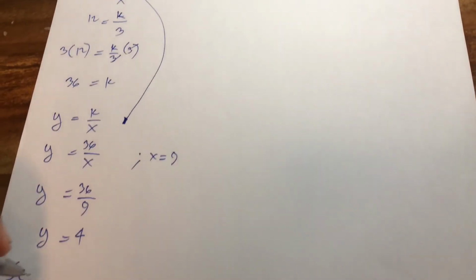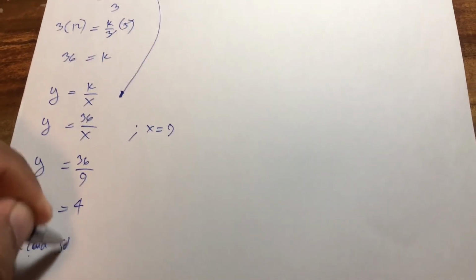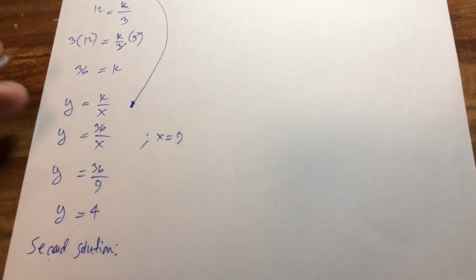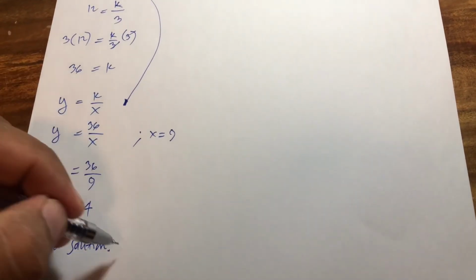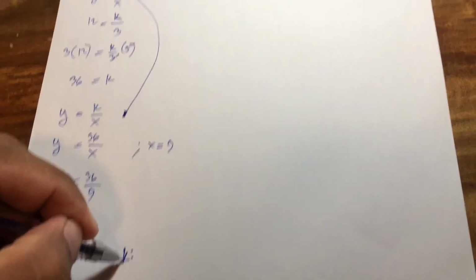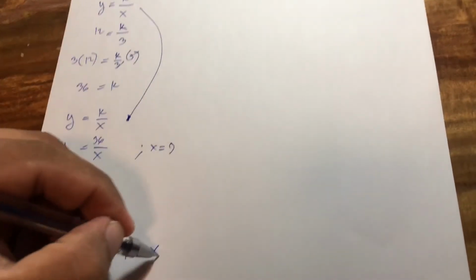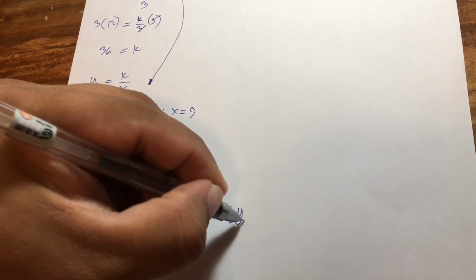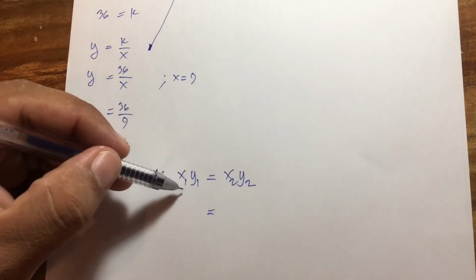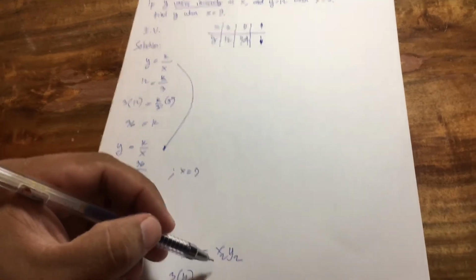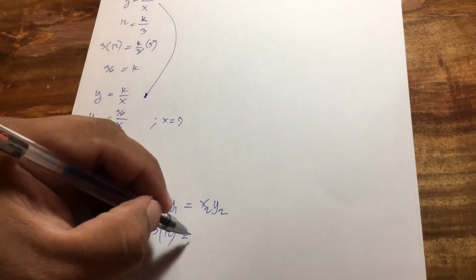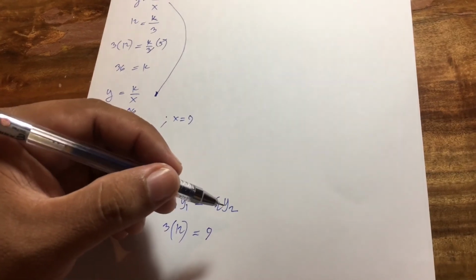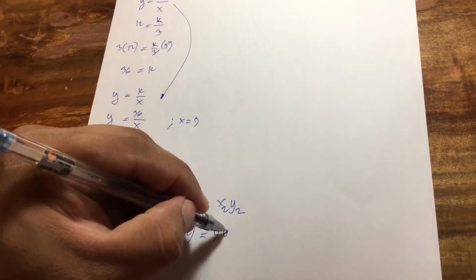We'll try our second solution to really check if we have the correct answer. Second solution. Recall k relates the quantities: x subscript 1 times y subscript 1 equals x subscript 2 times y subscript 2. X subscript 1, we have here 3. So 3 times the pair 12. Then x subscript 2, this is 9. If x is 9, what is y? So use y subscript 2.